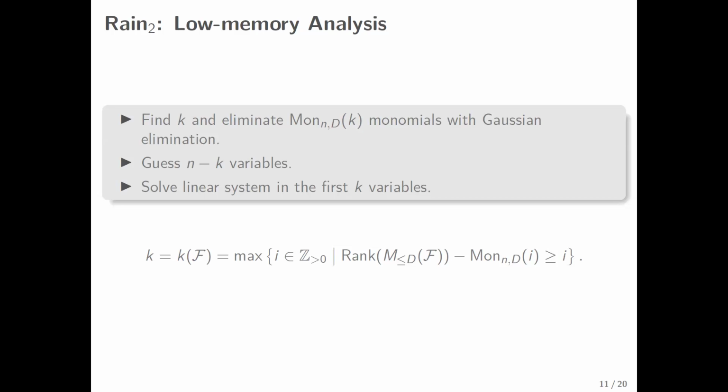So naturally, we would like to minimize the number of variables that we want to guess and also maximize the size of the linear system that we want to solve, because solving a linear system is very easy. Therefore, we define the parameter k, which is the largest integer such that if we guess the rest of the variables and eliminate the monomials that have degree larger than 2 in those variables, we would still have a system that is solvable.